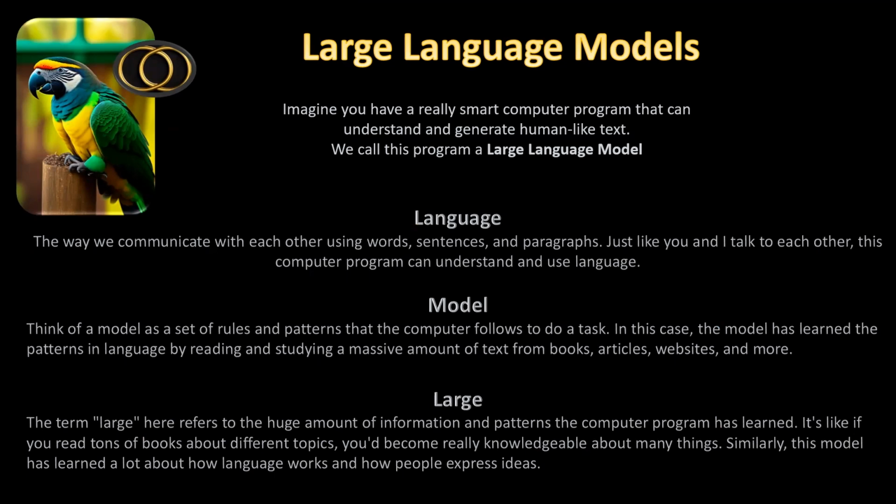Here we have three words mainly: large language model. Let's start with language. Language is the very simple language that we communicate with each other. It will try to understand your words, sentences, and paragraphs. And model can be considered as a set of rules and patterns. And this model will be trained with a large amount of data, including books, articles, websites, CSV data, even including the GitHub repositories, which have multiple code.